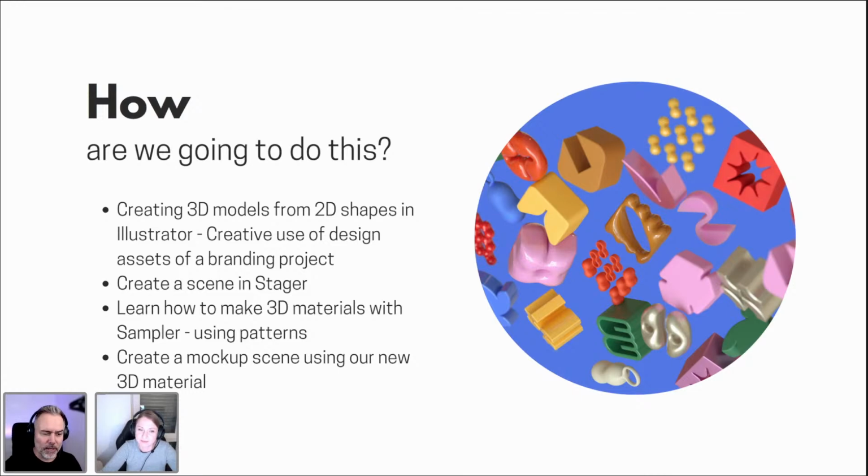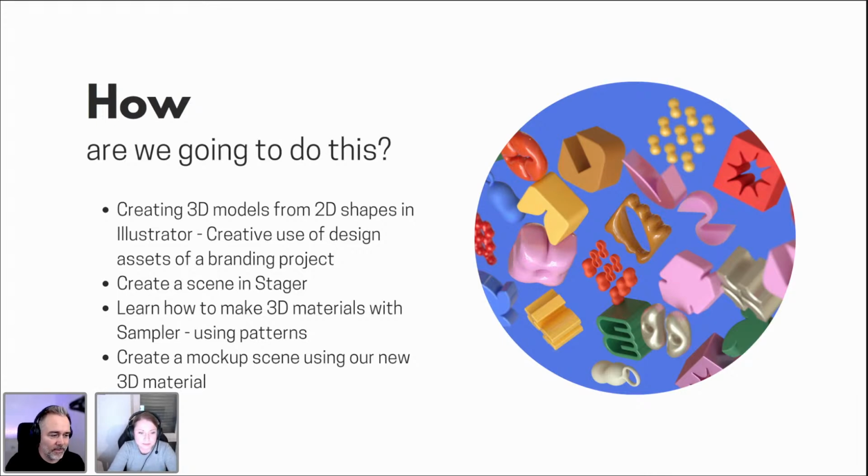Exactly. So Anna, how are we going to do this? So the plan for today, I don't know how far we are going to get because it's quite a lot, but the first thing is that we are going to create 3D models from 2D shapes in Illustrator. This is kind of a creative use of design assets for a branding project. Then we are going to use them to create a scene in Substance 3D Stager.